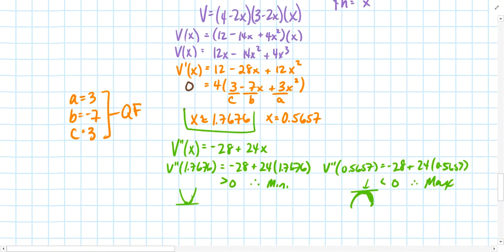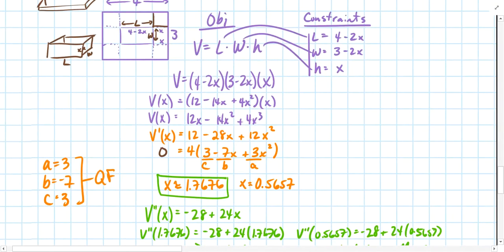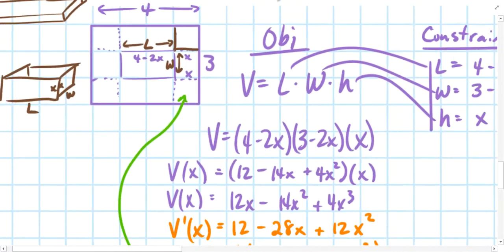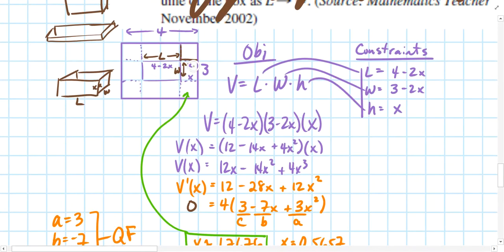By the way, this 1.76 answer could have been thrown out if we had considered our domain restrictions, because imagine what would happen if I tried cutting a corner out of this box that was 1.7 feet long. If I had a sheet of cardboard that was only 3 feet wide and I tried cutting 1.7 feet from this side and then 1.7 feet from this side, well, the two would overlap and we wouldn't be able to create that box after all.